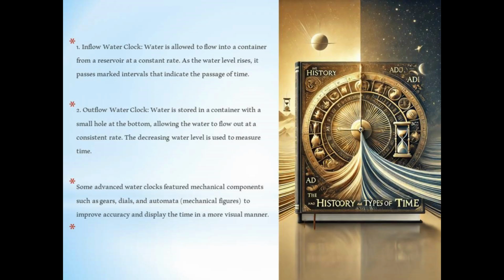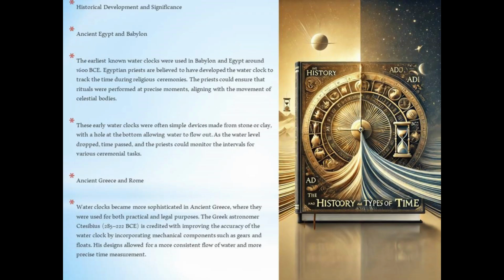Some advanced water clocks feature mechanical components such as gears, dials, and automata, mechanical figures, to improve accuracy and display the time in a more visual manner. Historical development and significance. Ancient Egypt and Babylon. The earliest known water clocks were used in Babylon and Egypt around 1600 BCE.